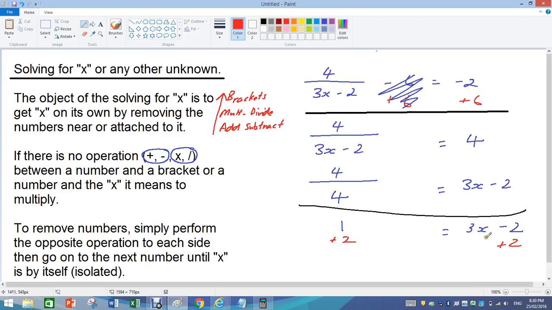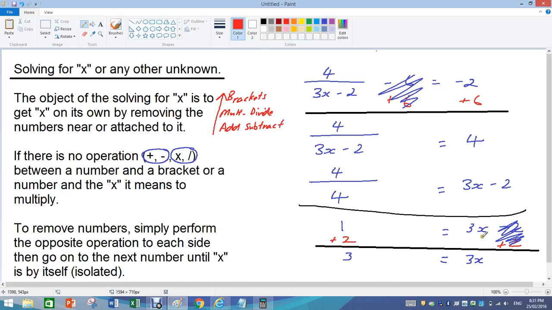Notice how the x is over the right side now? That's fine, it doesn't matter if the x is on the left or the right side, we just keep on working and getting rid of all the numbers until x is by itself. One plus 2 is 3. Minus 2 plus 2, that's 0. So the right side is 3x.